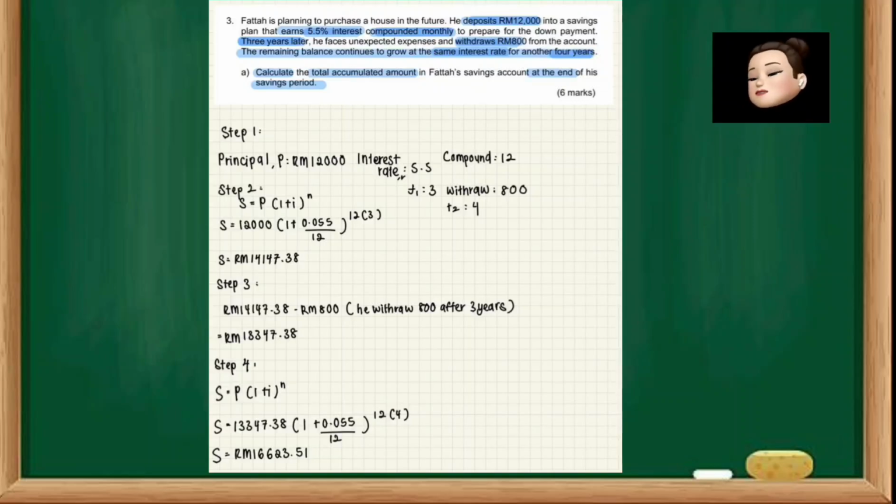For question A, we need to calculate the total accumulated amount in Fatah's savings account at the end of his savings period. So we need to identify the information. The principal is 12,000 ringgit, interest rate is 5.5% compounded monthly. The first investment period was 3 years, withdrawal 800, second investment period was 4 years.